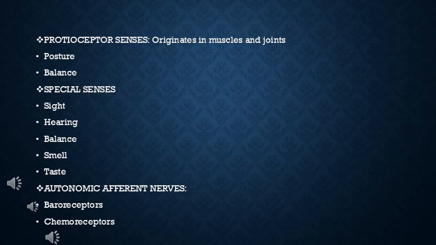Okay, so after that, proprioceptors senses, what is it? These actually originate in the muscles and the joints. These are present in the muscles and the joints. Why? To make some position of the body, to enable a good posture, to enable a good balance, to enable the brain to perceive a good posture.